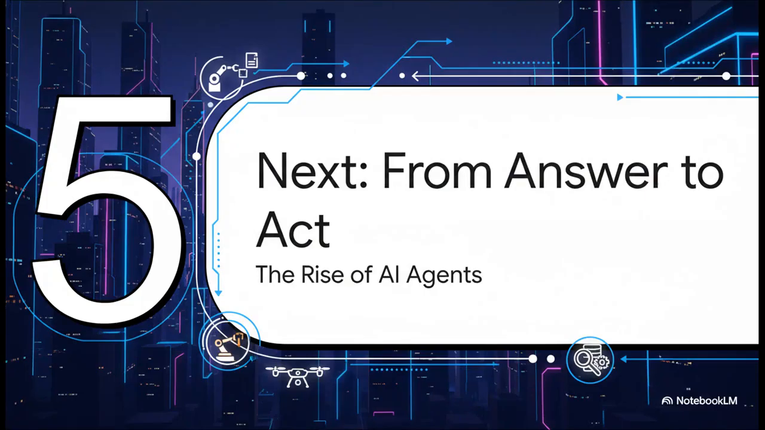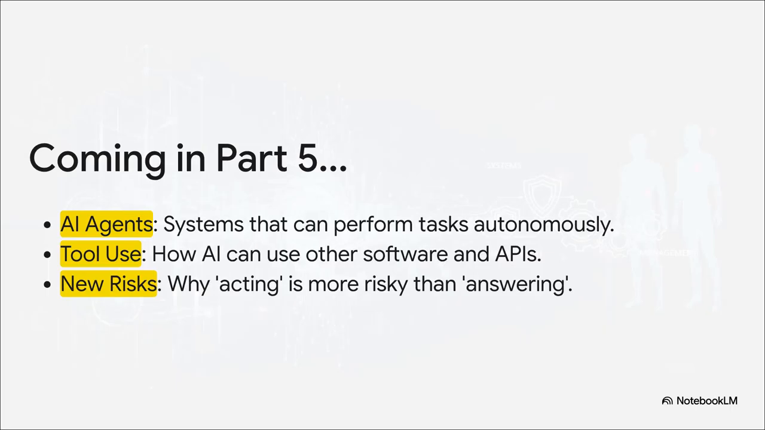So now we have a solid understanding of the systems we need to build to make an AI reliable enough to just answer questions. That's a huge step, but it's not the end of the story. The next logical step is, what happens when we let the AI start to act on its own? And that's exactly what we're going to cover in our next and final part of this series. We're going to dive into the fascinating world of AI agents. These are systems that can perform tasks all by themselves.